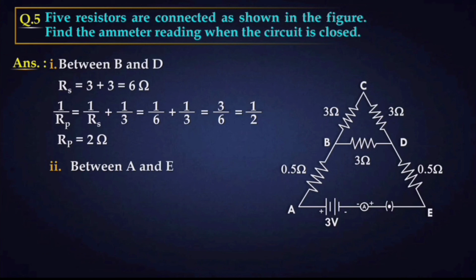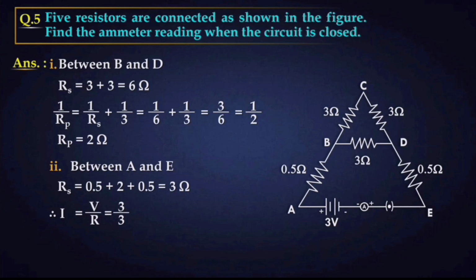Alright. Now see, between point A and E, the effective resistance between point A and E. So this 0.5 ohm and 0.5 ohm are in series with this 2 ohm. Therefore we will add all three resistances. So Rs equal to 0.5 plus 2 plus 0.5, we will get 3 ohm. Therefore current I is V by R equal to 3 by 3. That is, the ammeter reading equal to 1 ampere. Alright. So this is all about the electricity chapter, students. Thank you.